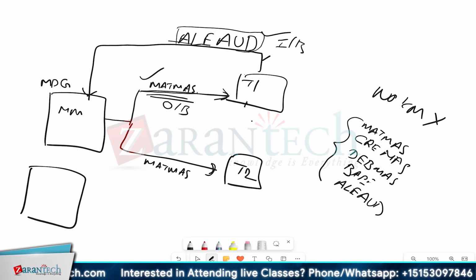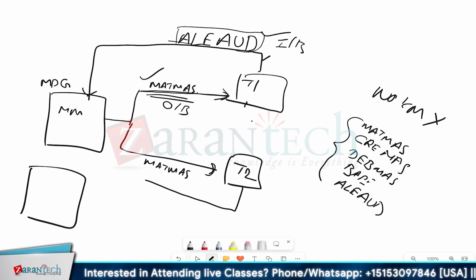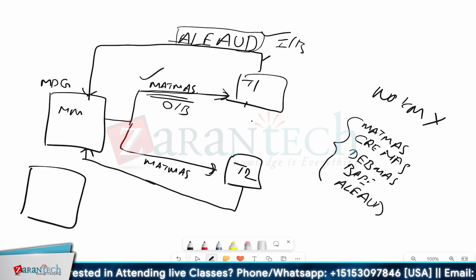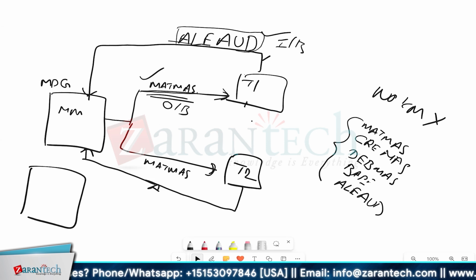Clear? Similarly, between T2 and MDG also, if you want to use the key mapping, you need to set up, because both are two separate systems. So the IDOC configurations are always between MDG and one target system, and again MDG and another target system. So here also you need to configure.